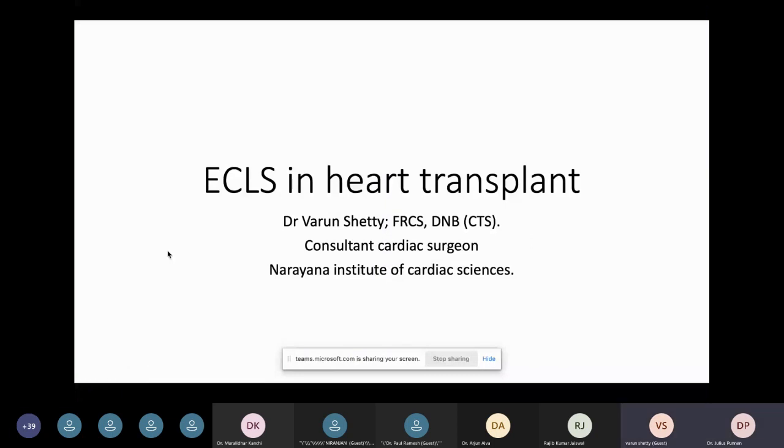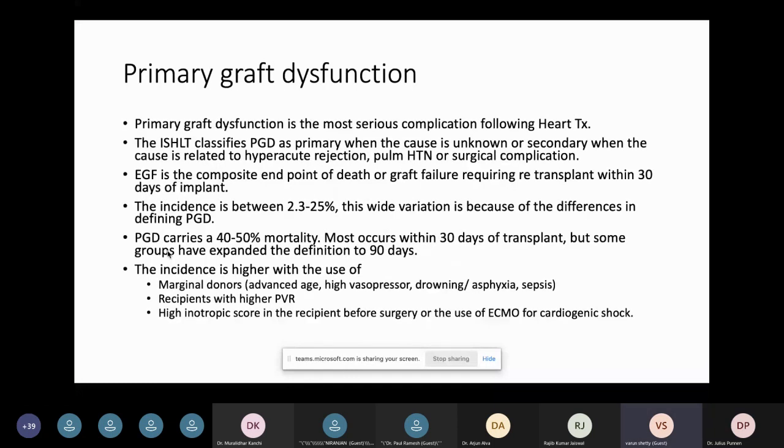Good evening, everyone. I'd like to thank the organizers for this opportunity to speak on ECLS in heart transplant. When it comes to the use of ECMO following heart transplant, the most important indication is primary graft dysfunction. PGD is one of the most serious complications following heart transplant. The ISHLT classifies graft dysfunction as primary when the cause is unknown, or secondary when the cause is related to hyperacute rejection, pulmonary hypertension, or any other complication.